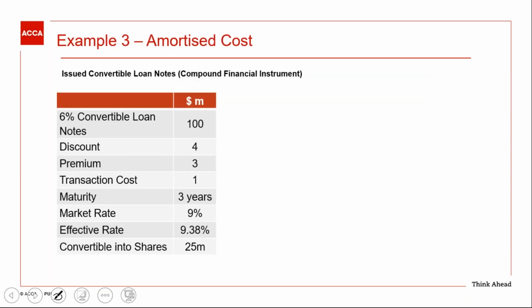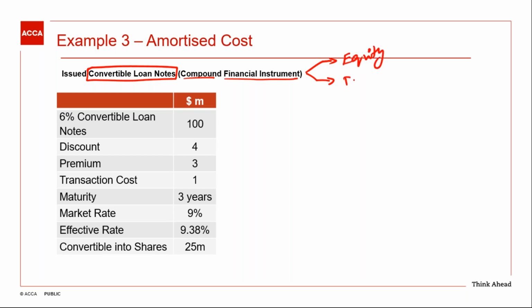Okay, so now the next thing that we are going to discuss is going to be the convertible loan notes. Convertible loan notes means a compound financial instrument. And the compound financial instrument means an instrument which has both an equity component and a debt component. So it is a compound financial instrument, which means having both components.